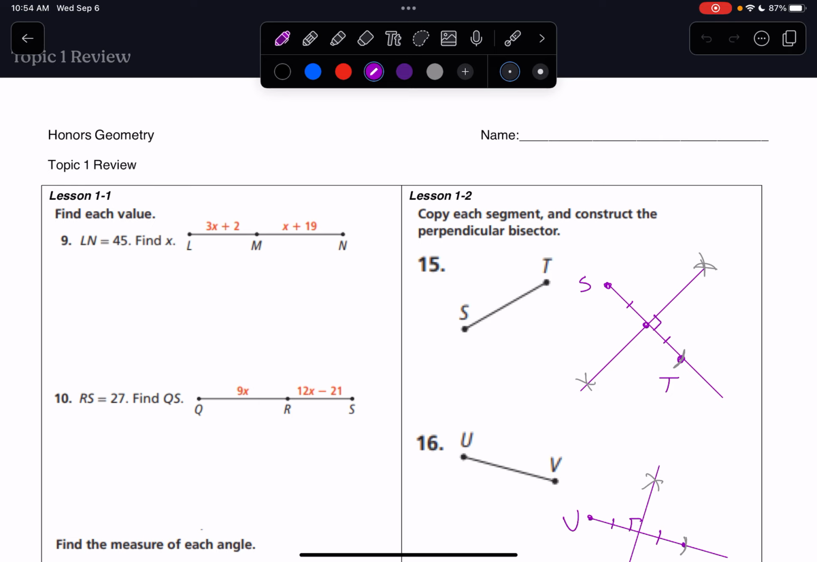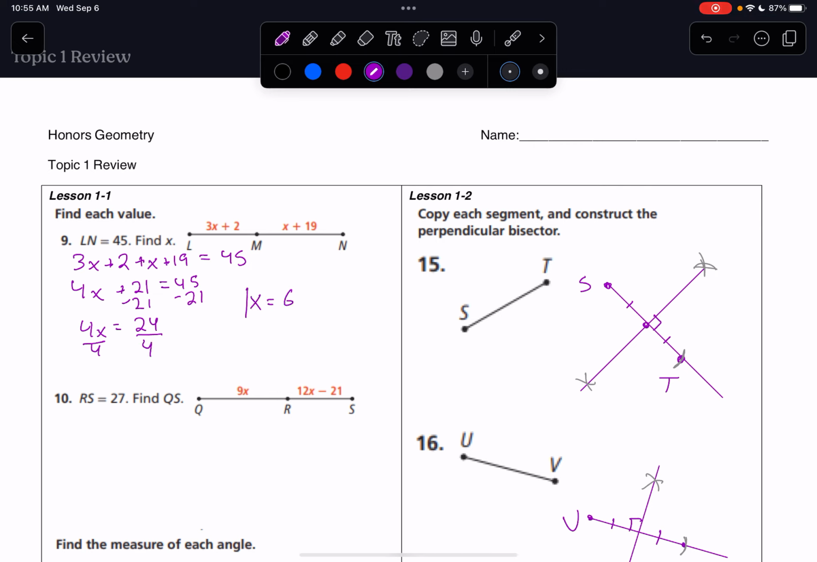So for 9, ln equals 45, find x. This is going to be the angle addition postulate. So 3x plus 2 plus x plus 19 equals 45. So that's going to be 4x plus 21 equals 45. Subtract 21 from both sides. So we get 4x equals 24. Divide by 4. And we find that x equals 6. So that's the first answer here.